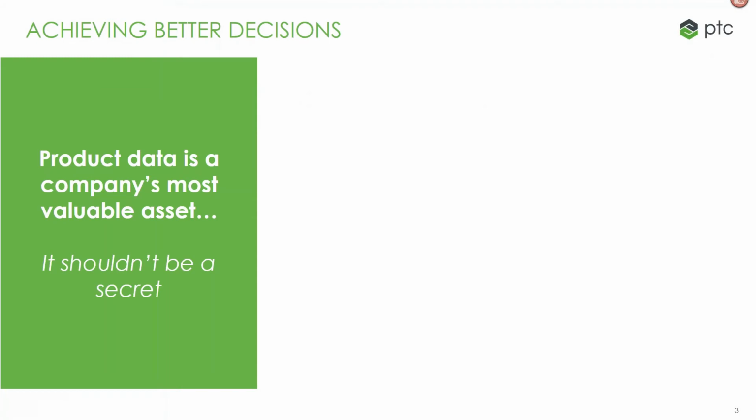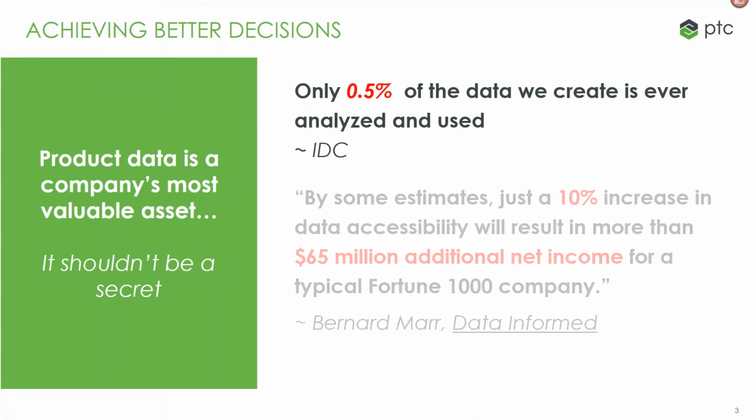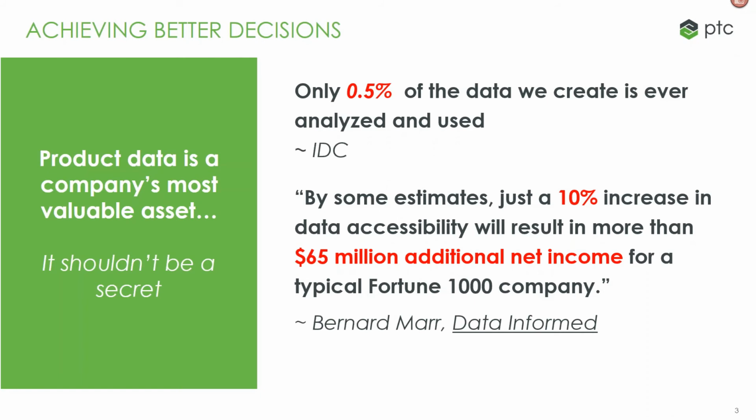Your product information is the most valuable asset within your company, and it should not be kept a secret. Some studies show that less than 0.5% of the data that we ever create is analyzed and used. Furthermore, just a 10% increase in making that data accessible can result in $65 million of additional net income to a typical Fortune 1000 company. This quote is from the prominent data scientist Bernard Marr. There is significant value in making that data accessible, and that is really the intention of the Navigate View apps. It is critical to provide access to this product information to a variety of different roles across the organization.